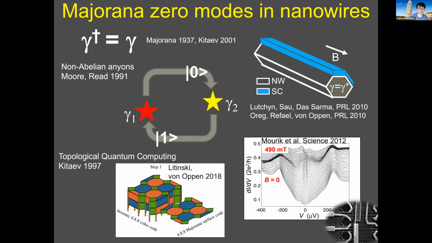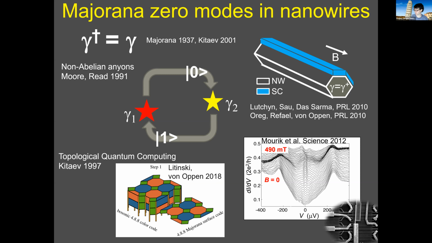And then one of the experiments, like I said, I'll be showing our data. When I was a postdoc in Delft, we did this work in an indium antimonide nanowire. We found zero bias peaks inside an induced gap that appeared at finite magnetic field.